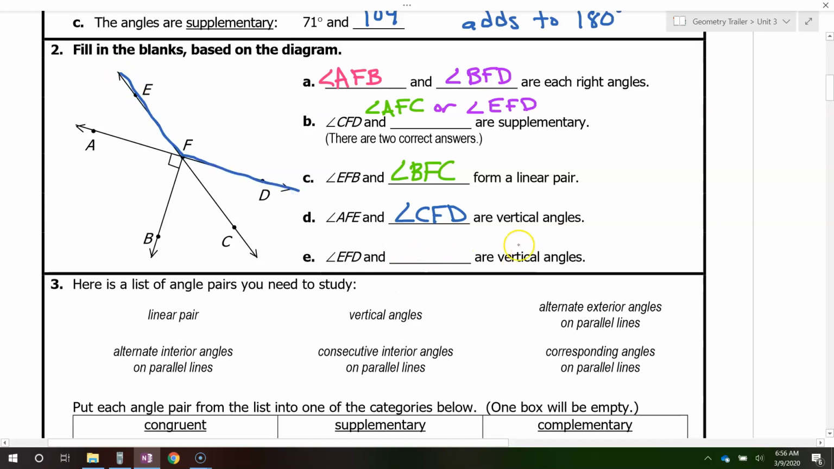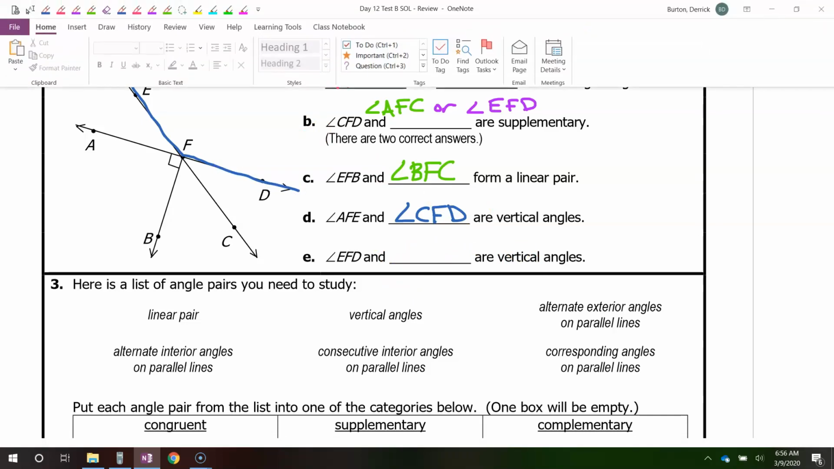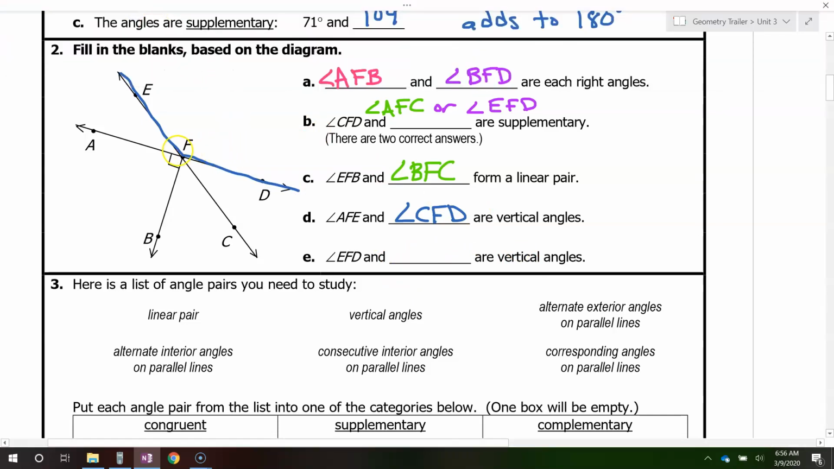And what are vertical angles? All right, I'm looking for the X again, so I need to continue both of these lines. So if I take this line and continue it, and if I take this line over here and just continue it, then I get the X that makes vertical angles, but the red angle is angle AFC.